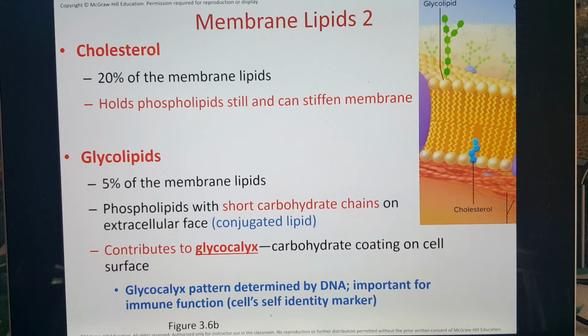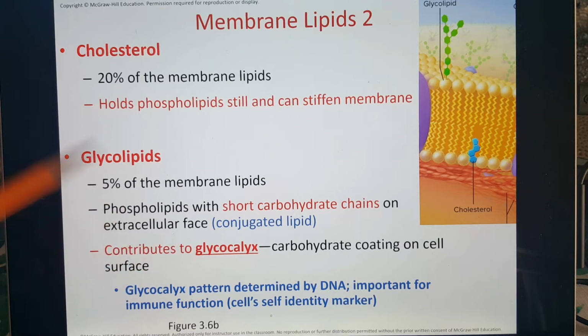Also stuck in our phospholipid bilayer, we have glycolipids. So this is part carbohydrate for the glyco portion and then part lipid. So this is a phospholipid that has a carbohydrate chain sticking off the top of it. Many of these phospholipids with these attachments make up what's called your glycocalyx.